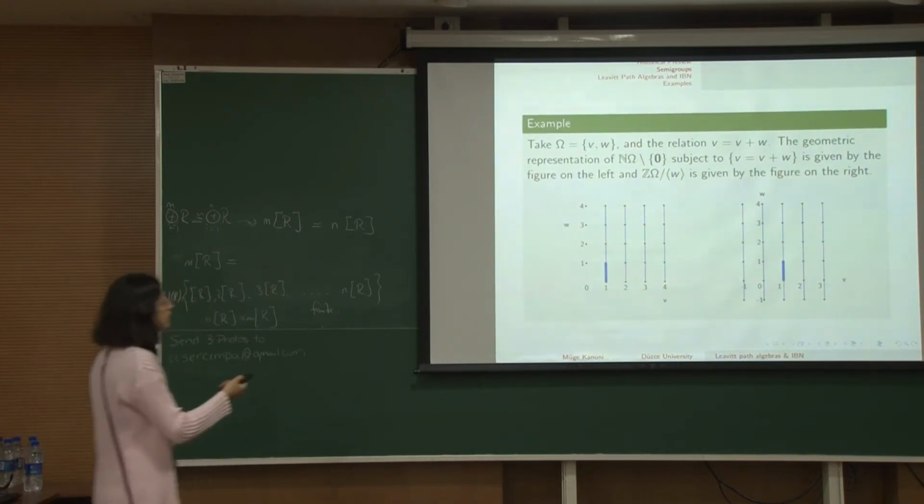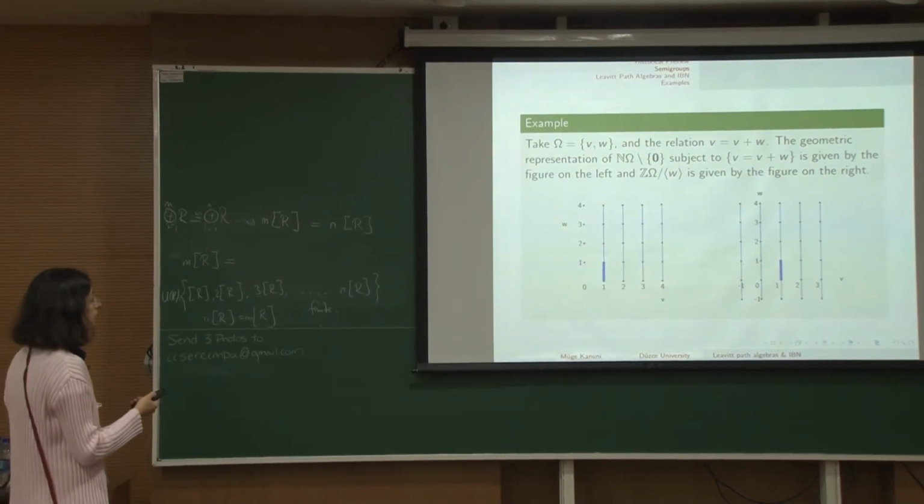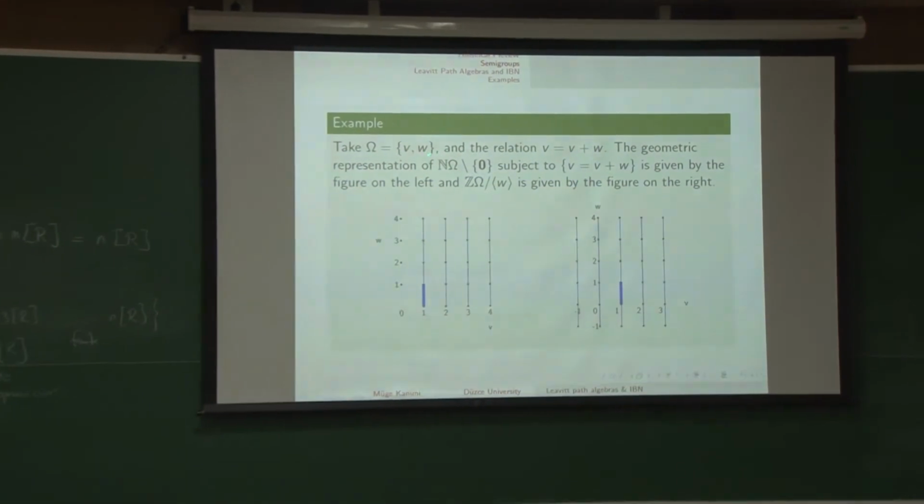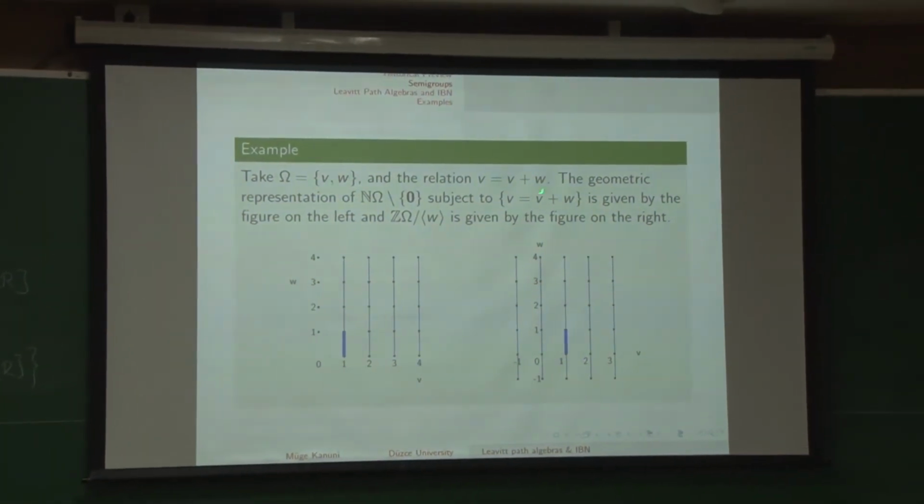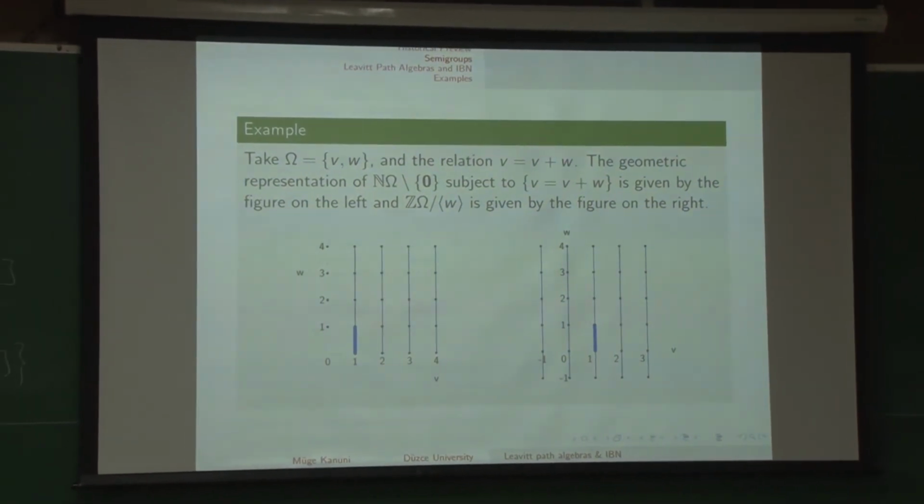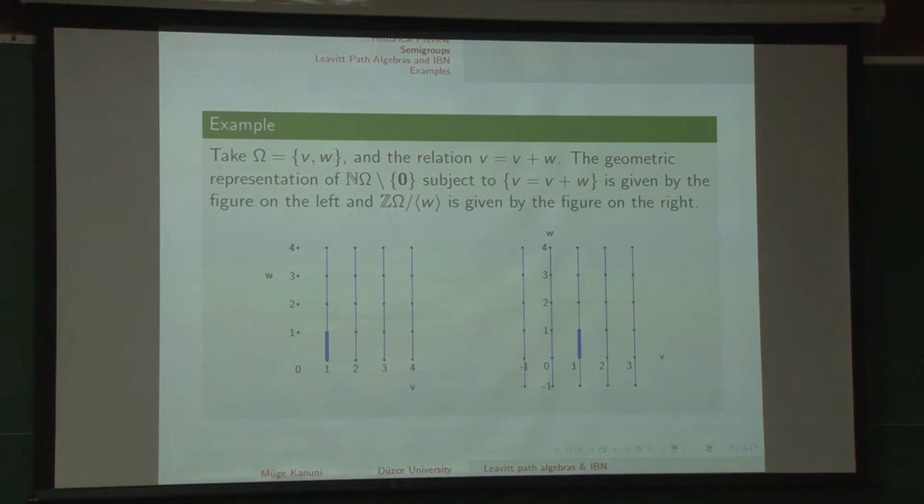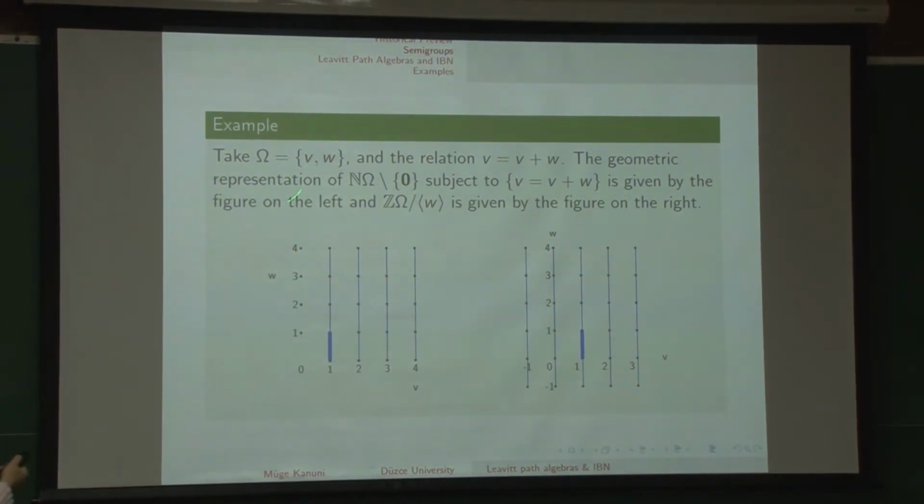Another one. Take this one. V and W. And the relation is V equals V plus W. Trust me, these are very familiar semigroups. It will pop up soon. I look at the representation. So again, I have the grid elements, all N omega minus 0 elements, all the black dots here. And now the relation, I have only one relation. V is this point. V plus W is the point 1, 1. And that's the line that I have for the geometric representation, the edge, and then translate this. So this goes, etc.